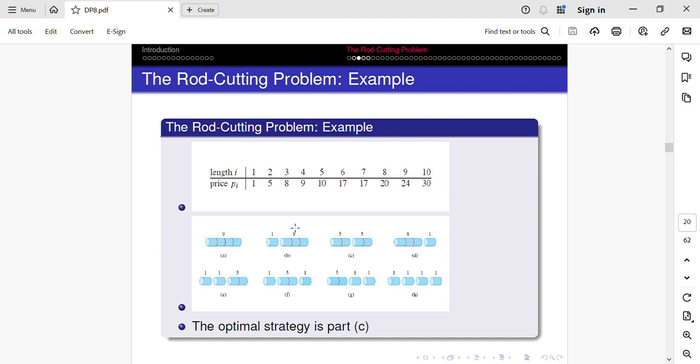For each of those pieces, the number on top shows the price of that piece. Here we break at position 1, so we have length 1, price 1, and length 3, price 8. So the total revenue is 9. In this particular problem, the optimal solution is C, where we break into 2 pieces, each of price 5 and length 2, and the optimal solution is 5 plus 5 equals 10.